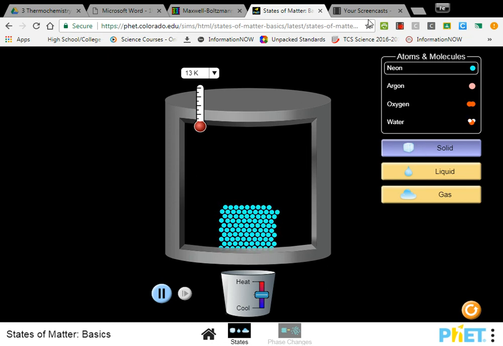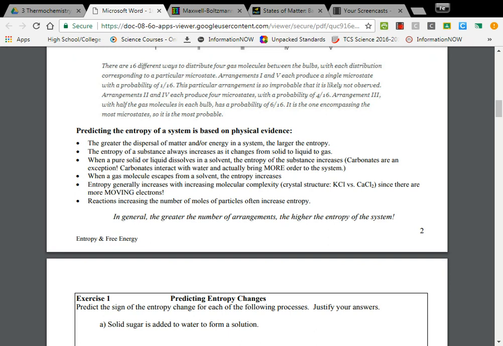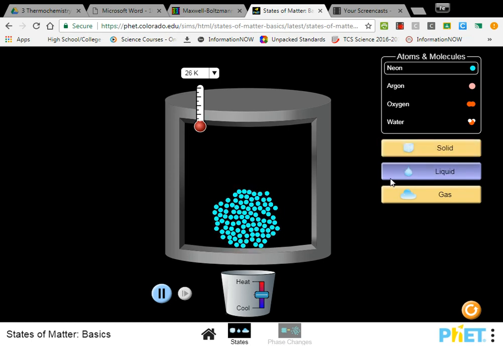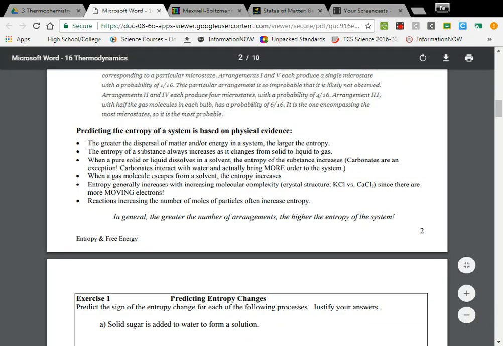Now, this also goes for things that I can dissolve in water. So you see this second bullet, actually it's the third bullet here. When a pure solid or liquid dissolves in a solvent, the entropy of the substance increases. So if I dissolve a solid in water, what you're doing is you have that solid state right here. And you're actually, this doesn't really show it, but you're actually showing movement of ions that are present there. And if I have ions that are moving around, then I have a greater dispersal of that matter. So therefore, my entropy increases anytime a solid or liquid dissolves in something.